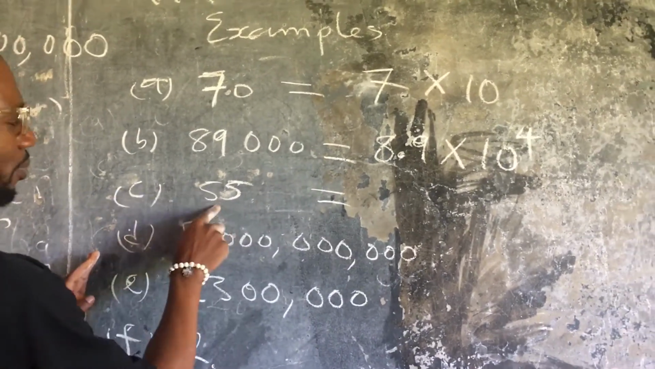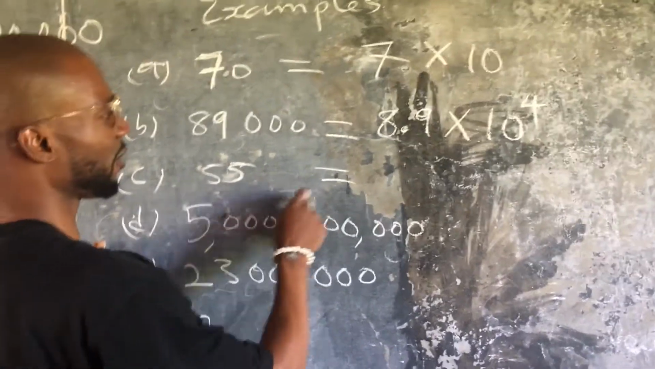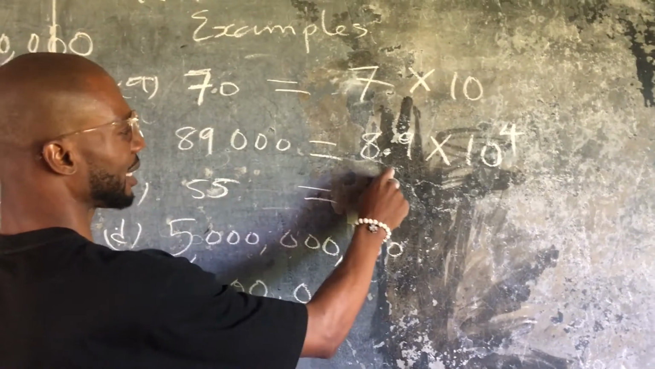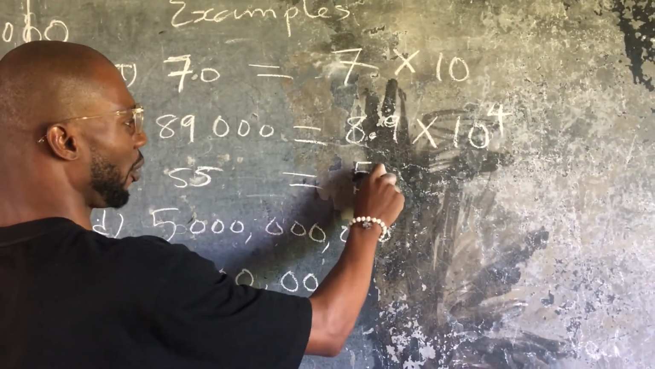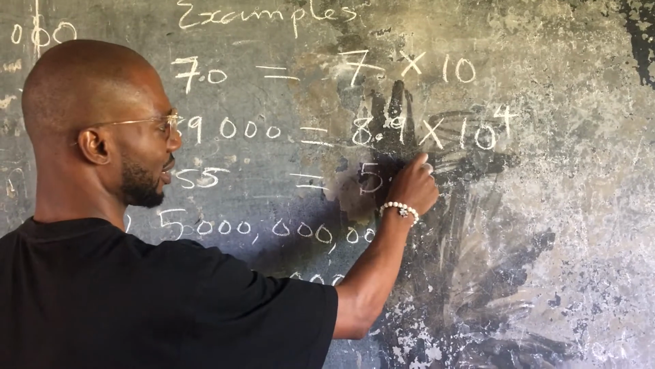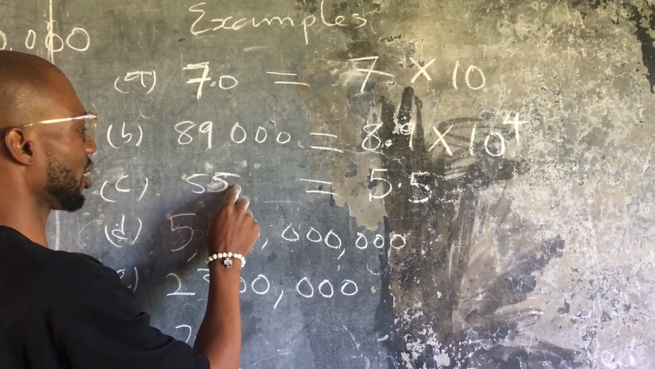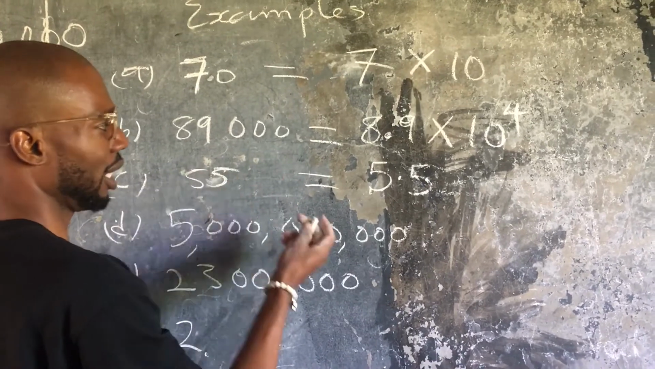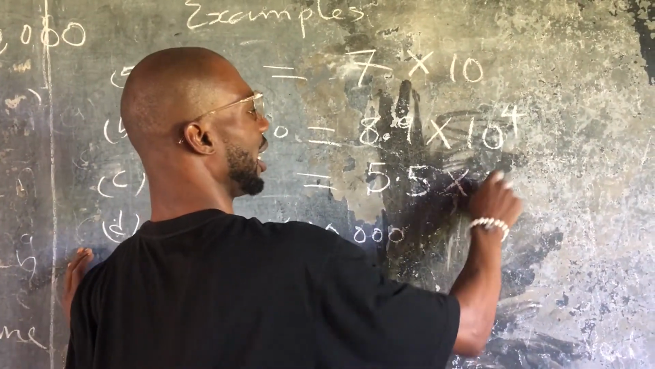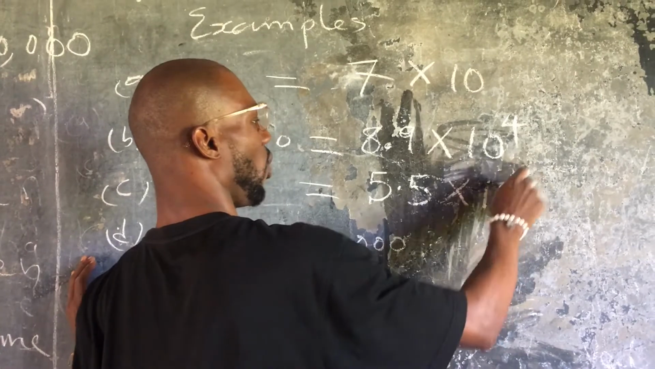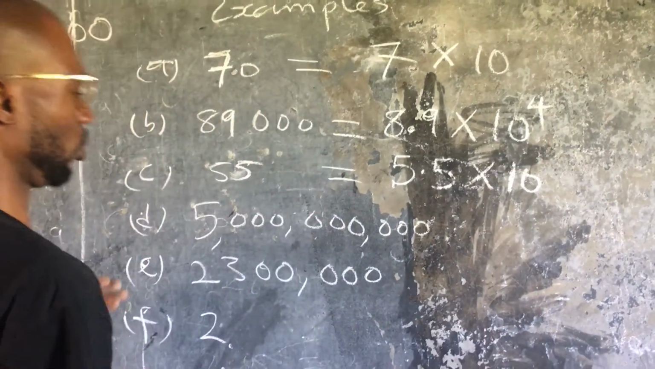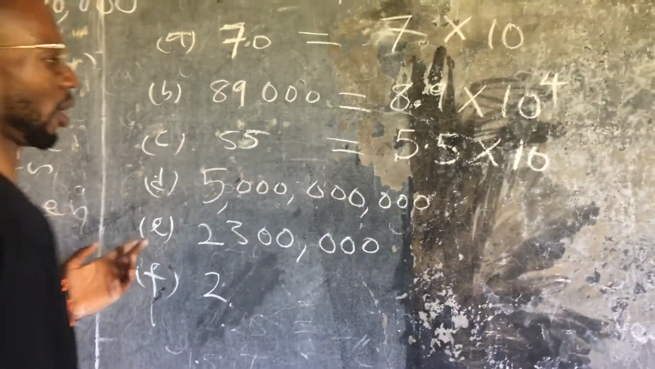Look at this one now. This one now, 55. 55 is past 10. So we will take 5.5 like this. 5.5. How many times do we move this point from here to here now? 1 time. So we will just say 10 raised to power 1. Now 10, 2. So do not move this one.